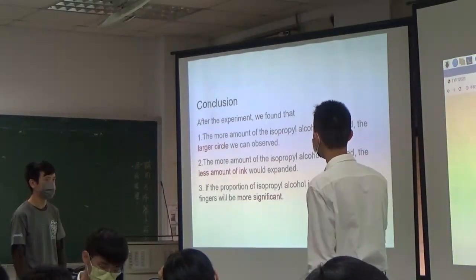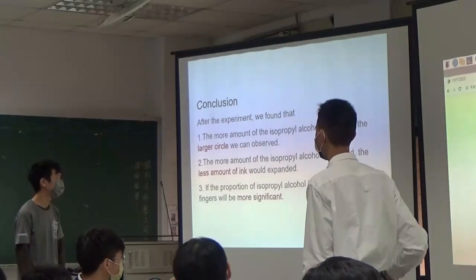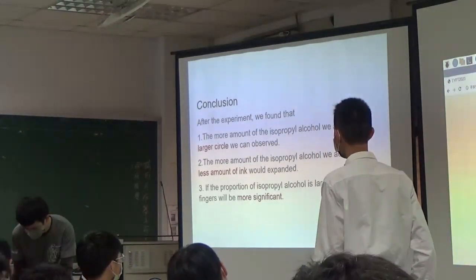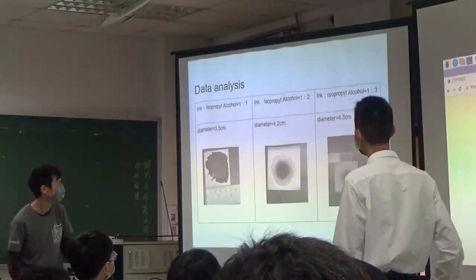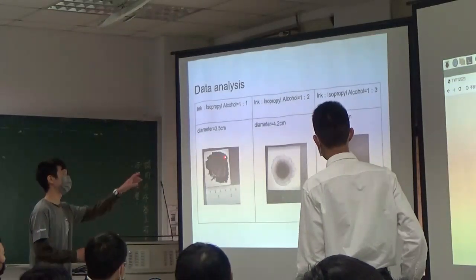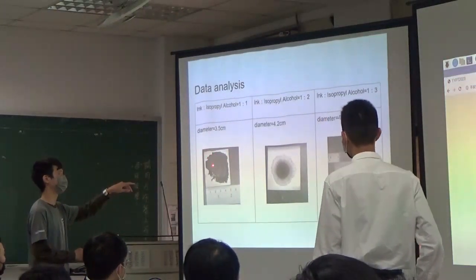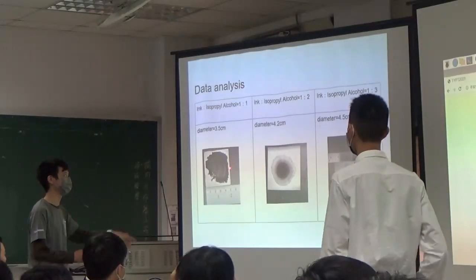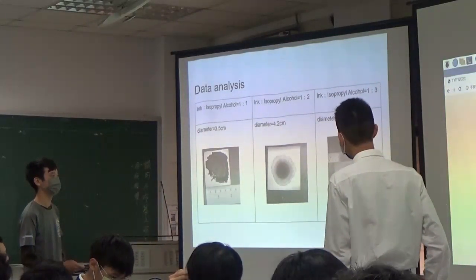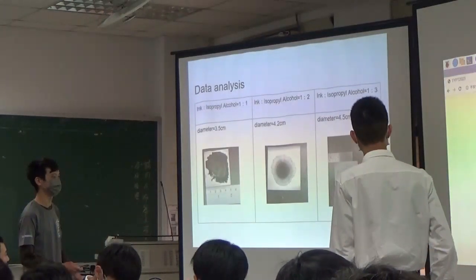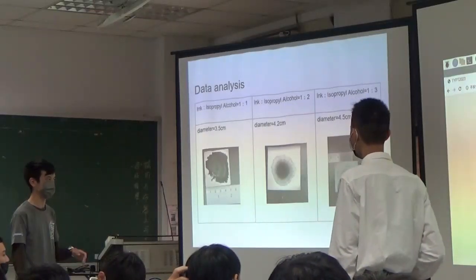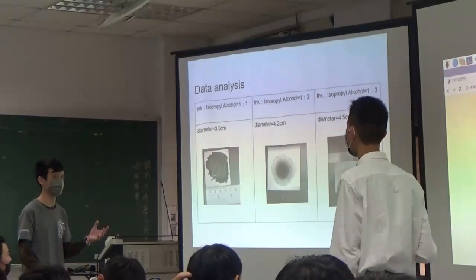Can you explain number two more clearly? So we can see that there's a large amount of ink flowing onto this surface. But if we add more isopropyl alcohol, the ink will be smaller, but the circle will be larger.